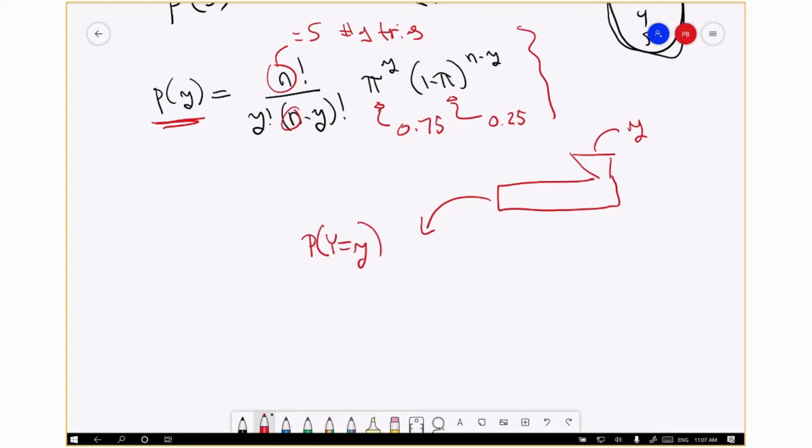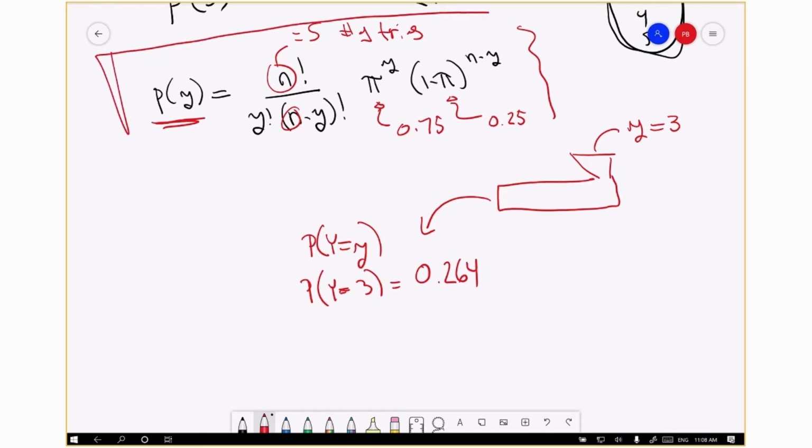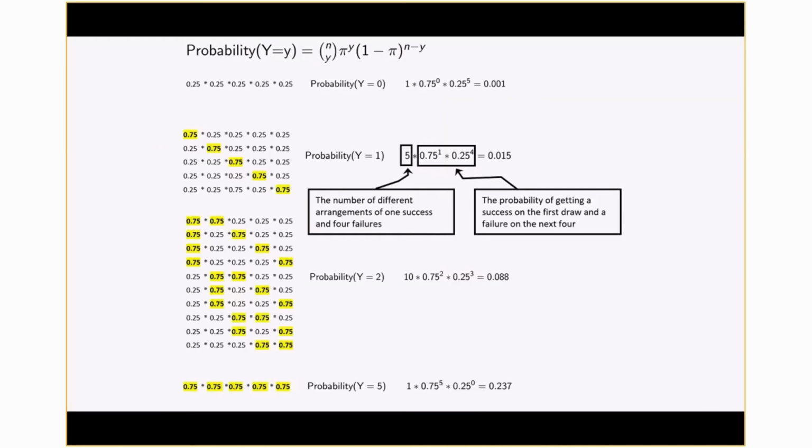And what we're going to see, for example, is if y is equal to 3, if we're asking ourselves what's the probability when we actually do this experiment of getting 3 red marbles, that the probability that the random variable y, which could be 0, 1, 2, 3, 4, 5 because it's random, is actually going to turn out to be 3, is going to be equal to 0.264. And now I want to go over how this particular equation would yield that result.